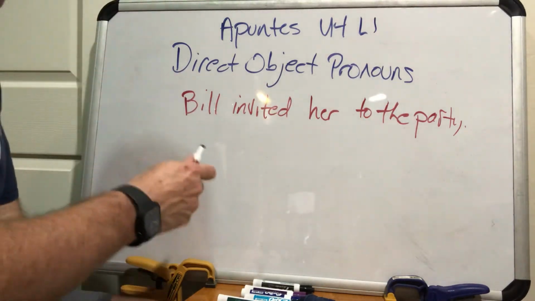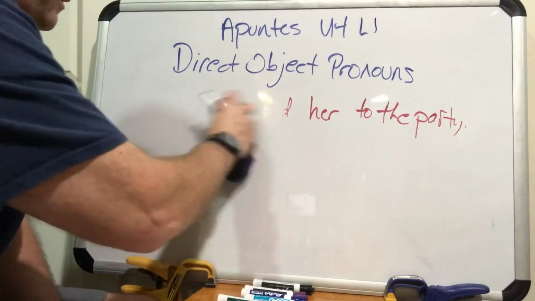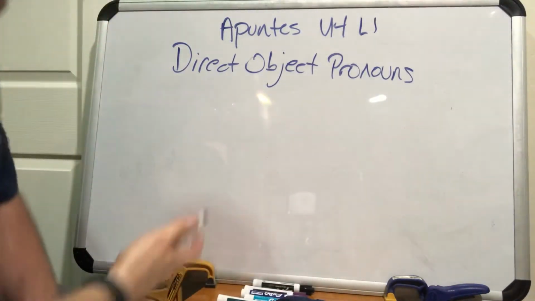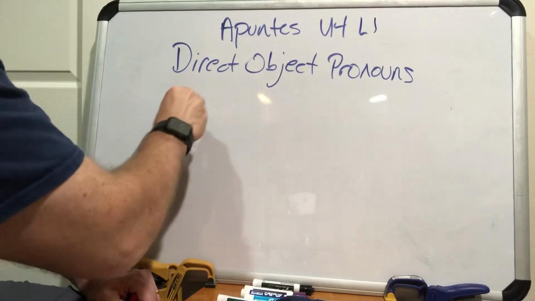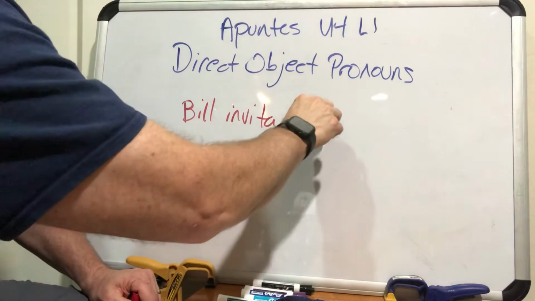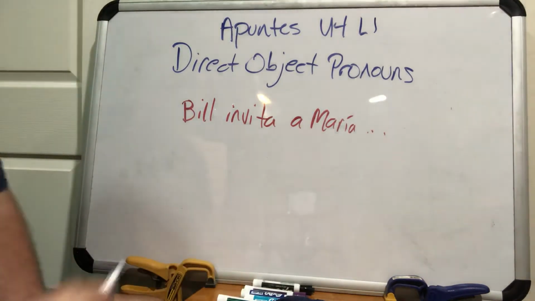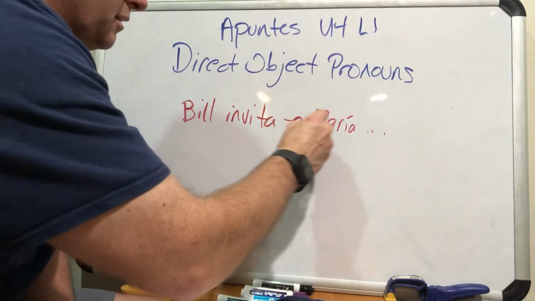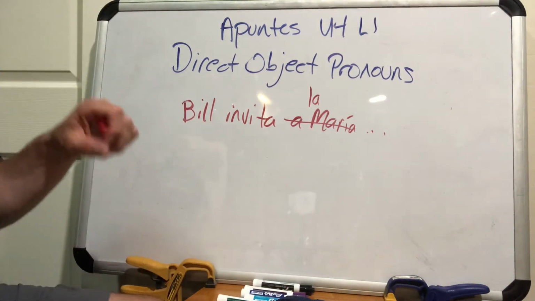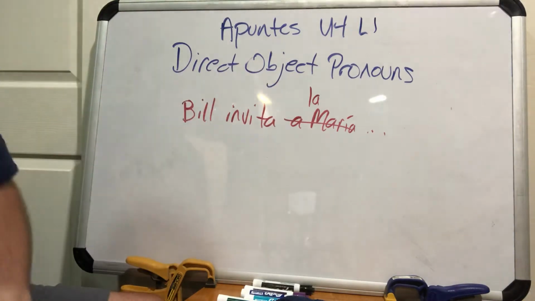Here's the problem with Spanish. We'll still use that one. The verb to invite is invitar. So we're going to say Bill invita a Maria a la fiesta. Okay? Once we change a Maria to la, her, remember if you look on your little chart there, your options for her are lo or la, and since Maria is a girl, feminine, you do the la.